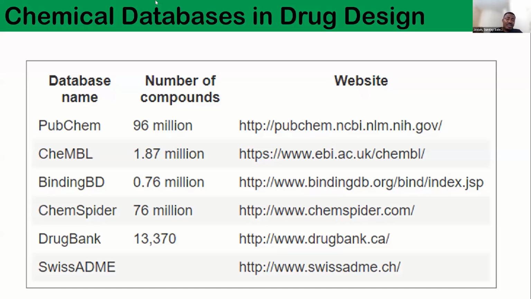Bioinformatics has made the research of drug discovery so easy. For example, look at PubChem. There are 96 million compounds already in it that have been characterized. All you just need to put in is the name. It gives you a lot of information about that compound, and it's easier to proceed with your experiment.